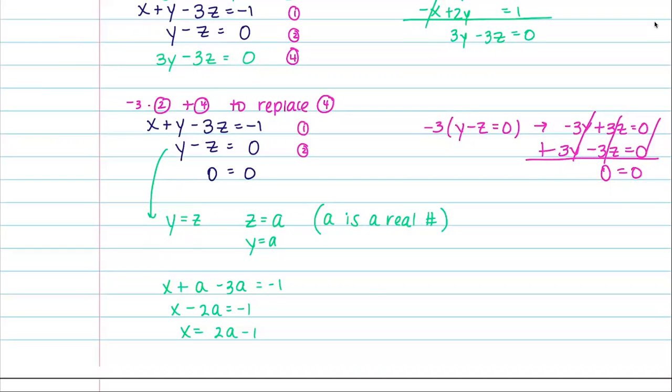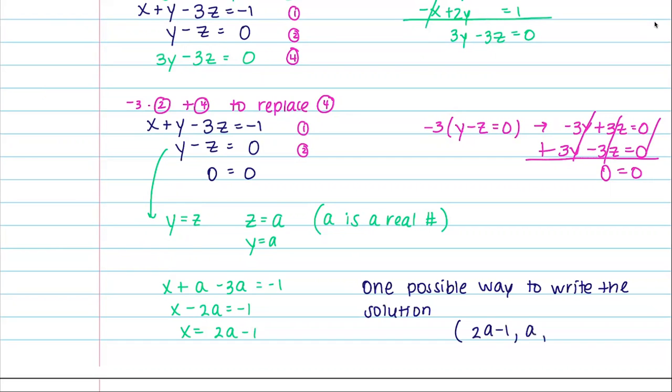So one possible way to write the solution would be, I write it as an ordered pair. I have x equals 2a minus 1, and then I have y equals a, and I have z also equal to a. So now I can pick any real number for a, and substitute it into this expression, and then I'll get something that will produce a solution to my system of equations.